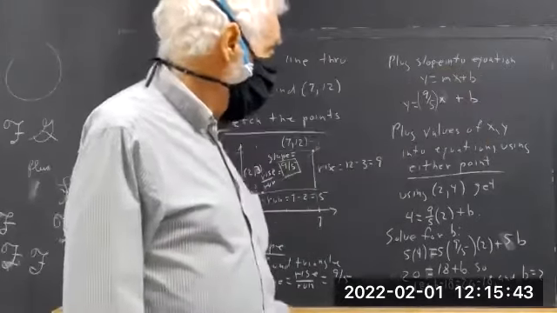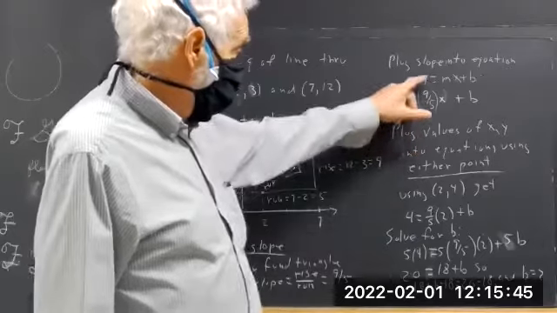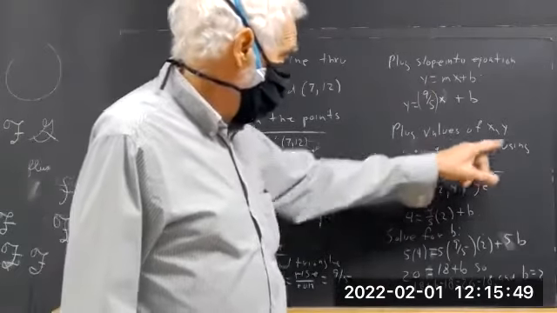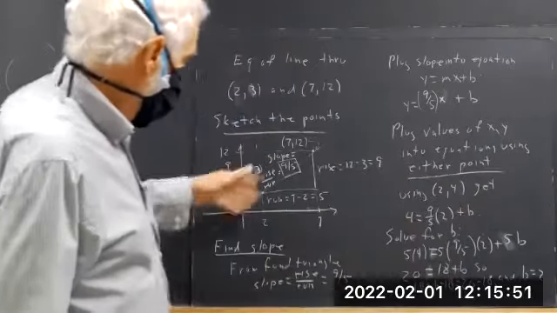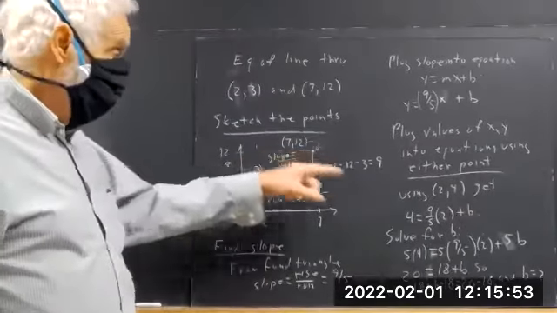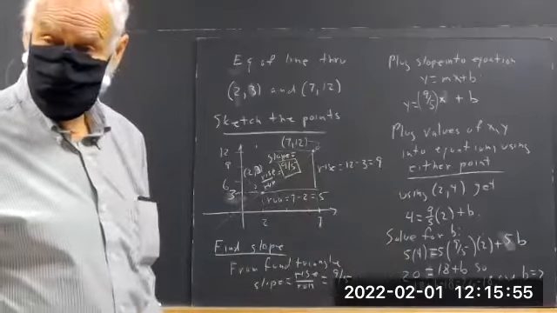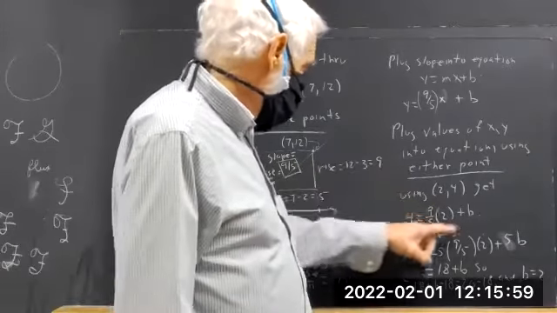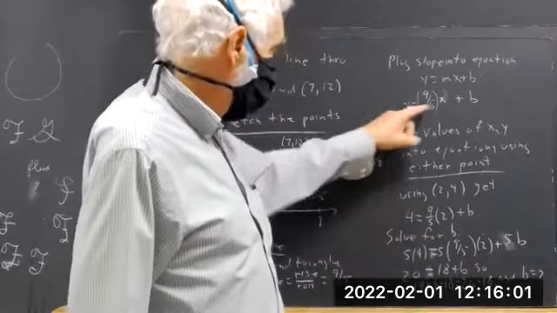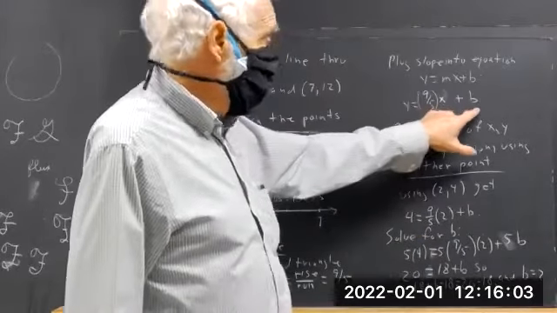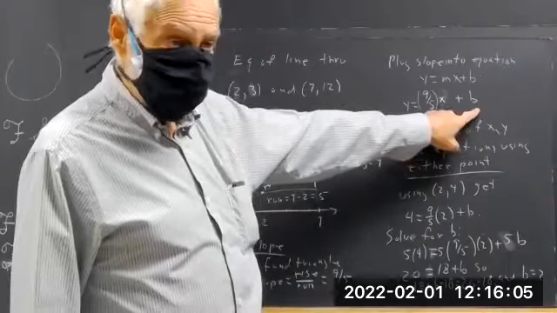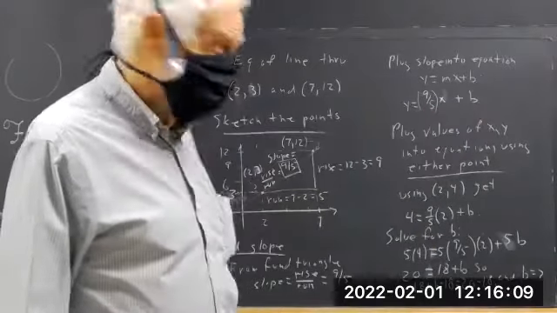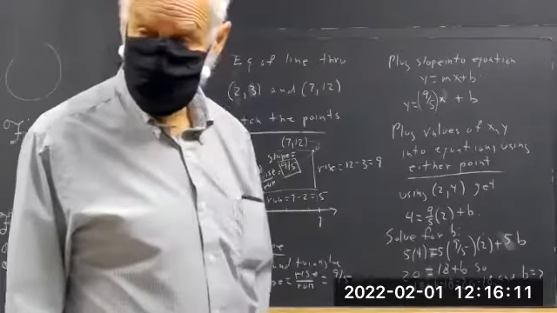Okay, plug the slope into the equation. So here's the slope, we'll plug it in. Plug the values of x and y into the equation. We could use either point, but if I used this point, it would have come out with the same result. And we solve that for b, because once you've plugged in x and y, you've got numbers here and here. The only thing that you don't have is the value of b.